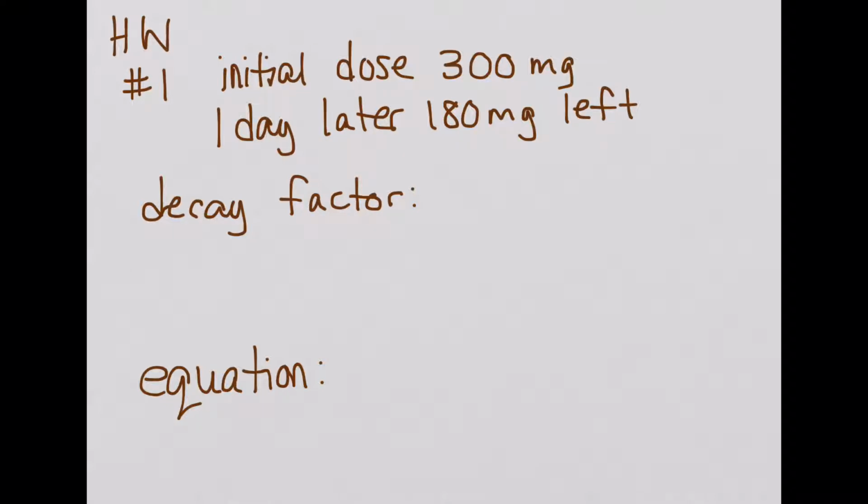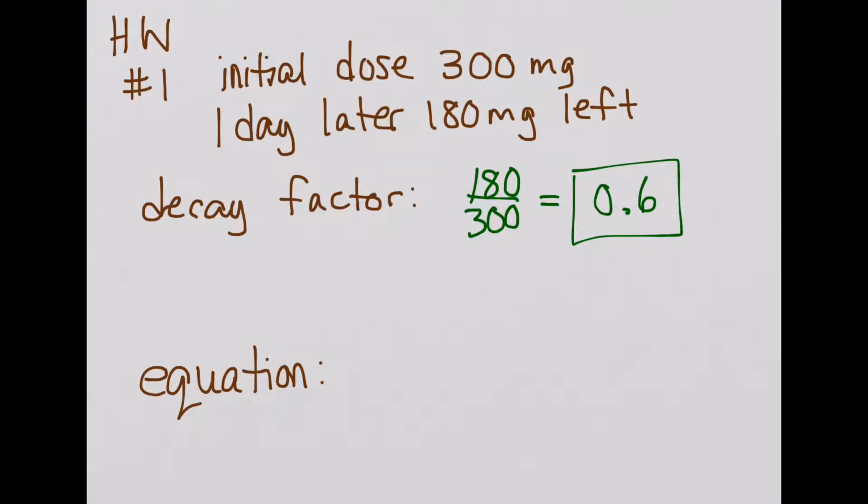So if we wanted to know the decay factor, we would have to take 180 divided by 300 to find out what we had been multiplying by. And that gives me 0.6. So my decay factor must be 0.6. That's what I'm multiplying by every time. And so, of course, you could use that to fill out your table. We already know the first two, 300 and 180, and if you continue to multiply by 0.6, you can fill in the rest of the table.